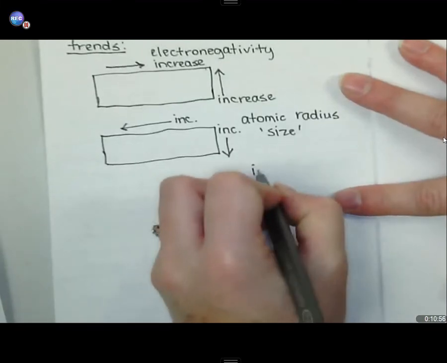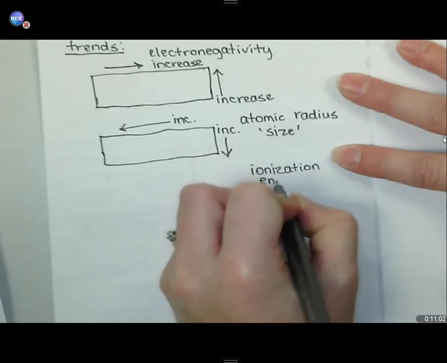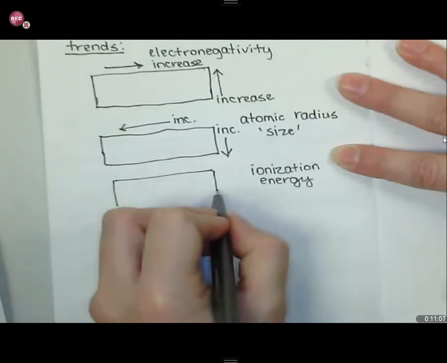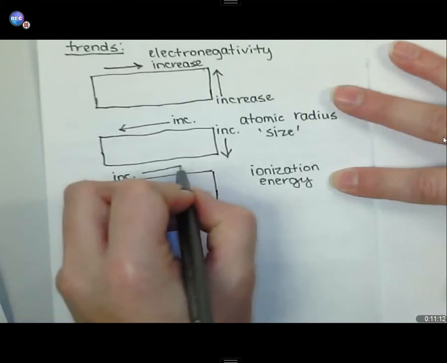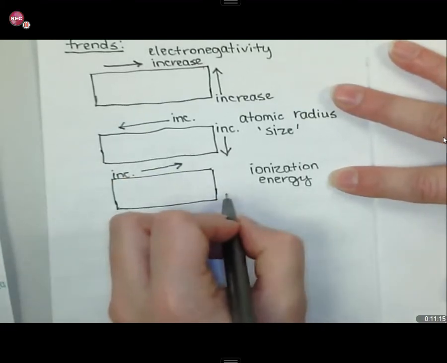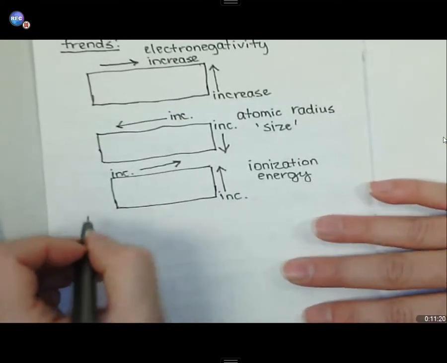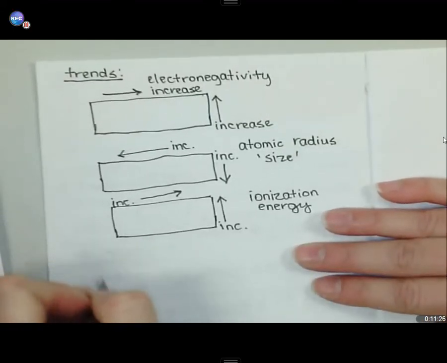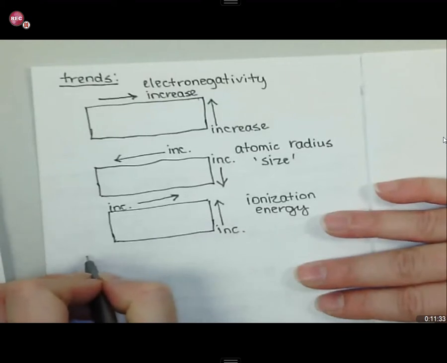And then we're going to do ionization energy. It's going to increase as we go this way, and it's going to increase as we go this way. We also need to remember that as we go up and down a group or family, the characteristics are very similar.